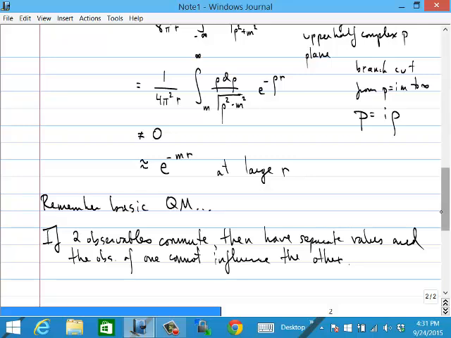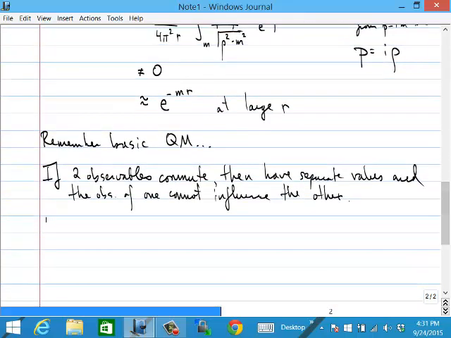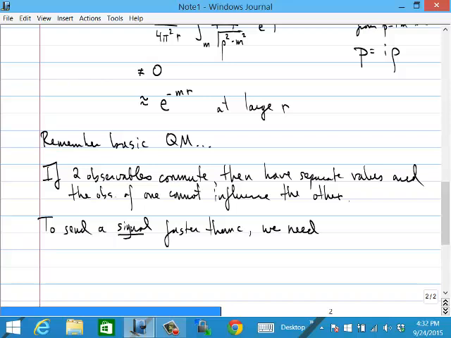So if you really want to violate causality, what you need to do is send a signal faster than the speed of light. So in order for that to be the case, we need not just that the two-point function is non-zero, but that the commutator between these two observables should be non-zero when the points x and y are causally separated.